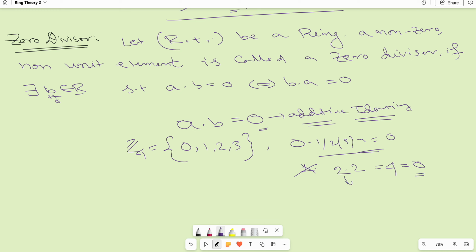Is 3 a zero divisor? No, 3 is not a zero divisor, because there is no non-zero b inside Z4 such that this is 0. So here 2 and 0 are the zero divisors, right? So this is the definition of zero divisor.